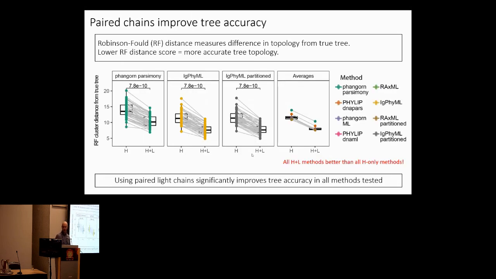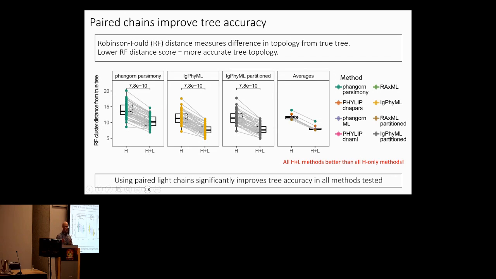One result that was very clear is that using paired heavy and light chains very consistently improves the accuracy of the phylogenetic trees that we build. To measure this, we use the Robinson-Foulds distance, which is effectively the edit distance in the tree topology from the true tree topology. So a lower Robinson-Foulds distance score indicates a more accurate tree topology. And this improvement in accuracy was very consistent in both maximum parsimony, maximum likelihood, and multi-partition maximum likelihood models.